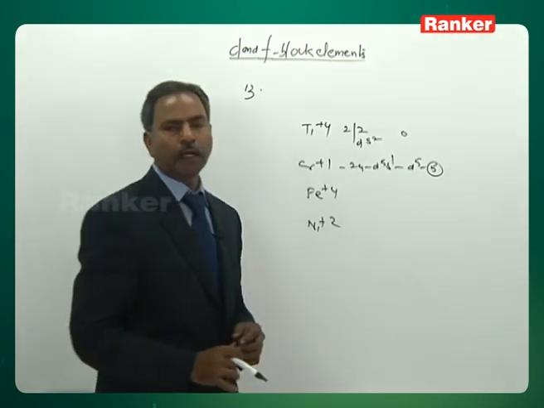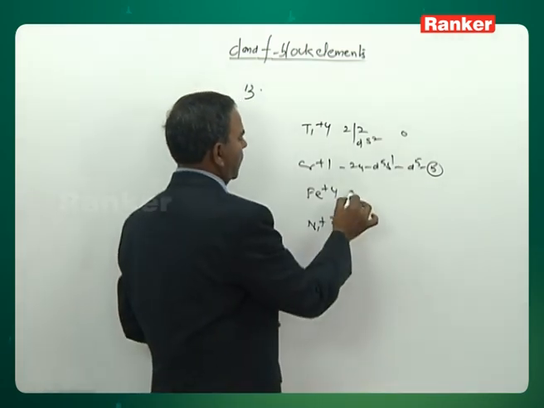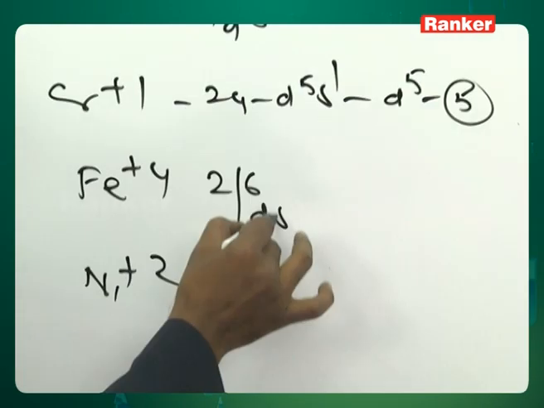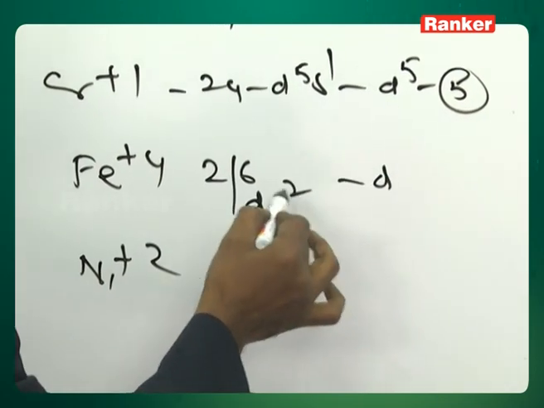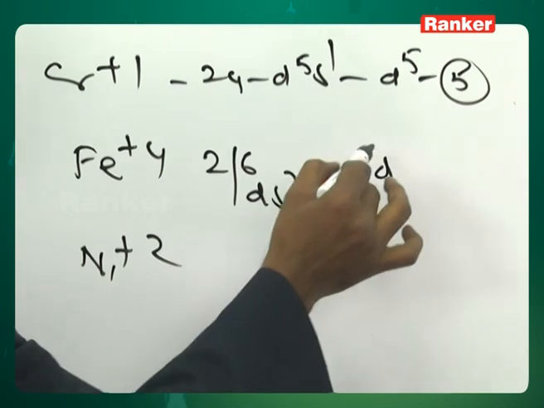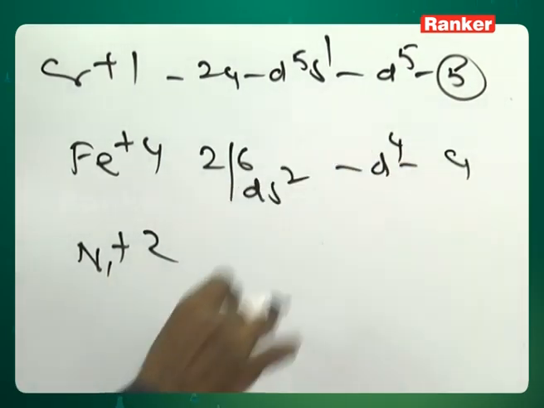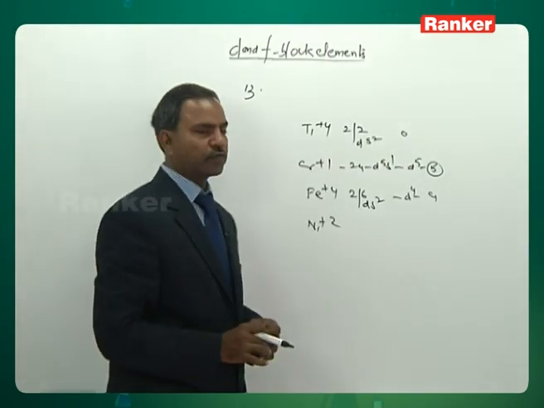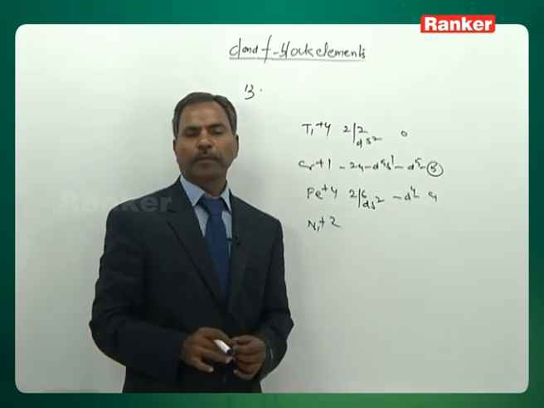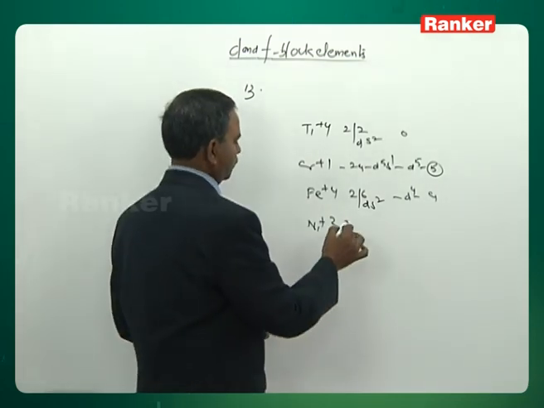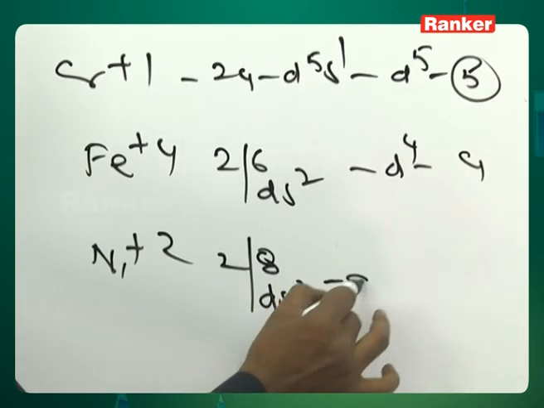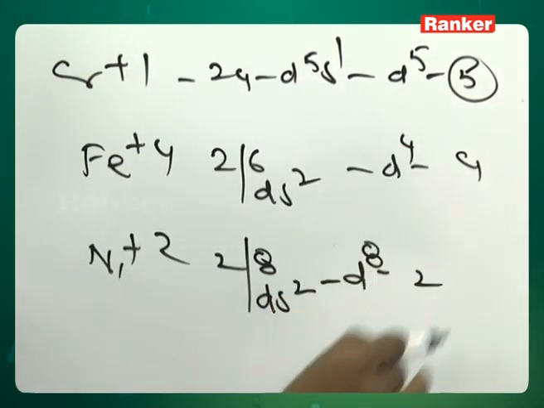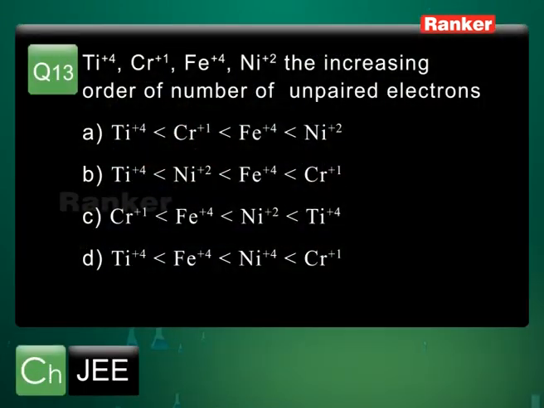Coming to Fe plus 4, it is 26. 26 means d6 s2, and plus 4 means 2 electrons remain in d after 2 electrons lost from s and 2 from d. Therefore Fe plus 4 is d4, with 4 unpaired electrons. Coming to nickel plus 2, it is 28. 28 means d8 s2, and plus 2 means d8 only. It is carrying 2 unpaired electrons. These are the numbers of unpaired electrons.